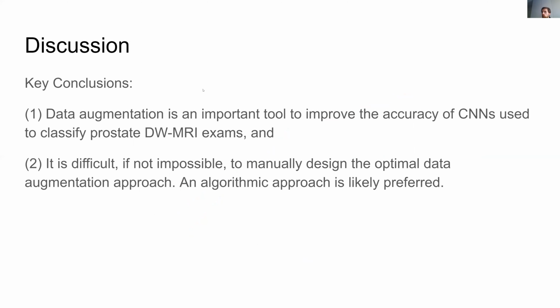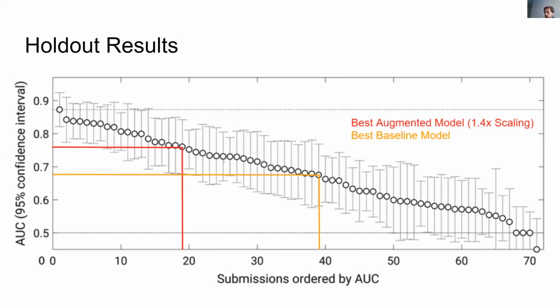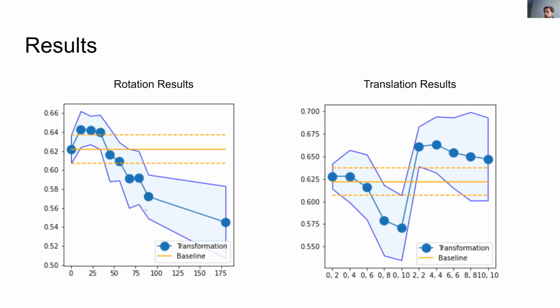Some key conclusions. I think the first key conclusion is we can see that data augmentation clearly improves the accuracy of our convolutional neural nets to classify prostate DWI MRI exams. This is obviously what we're expecting to see. One of the other things we saw was we can make it worse as well. So to go back to rotations, you can see we created models which were just clearly worse than the baseline. So it is possible to be over-aggressive in your data augmentation and basically make the models close to unusable.